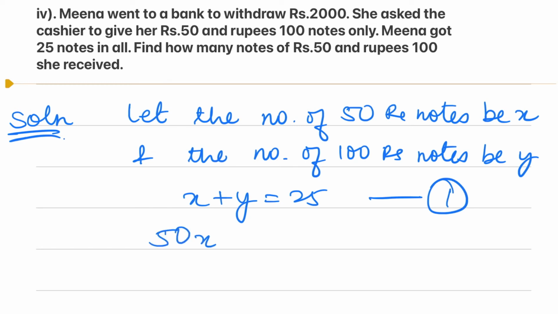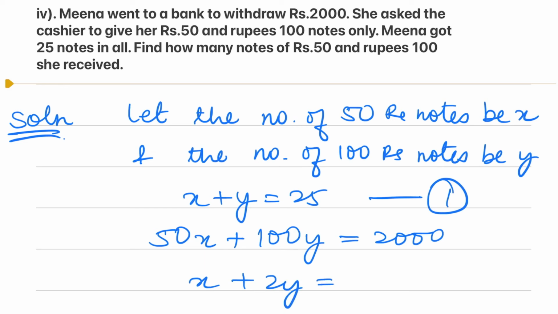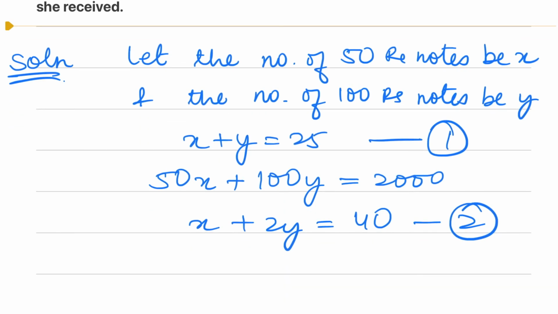Second equation, we have to convert into money. So the money would be 50x and 100 rupee notes for y. So 100y and the money is 2000. So now I can take 50 common. So x plus 2y is equal to 40. So this is the second equation.